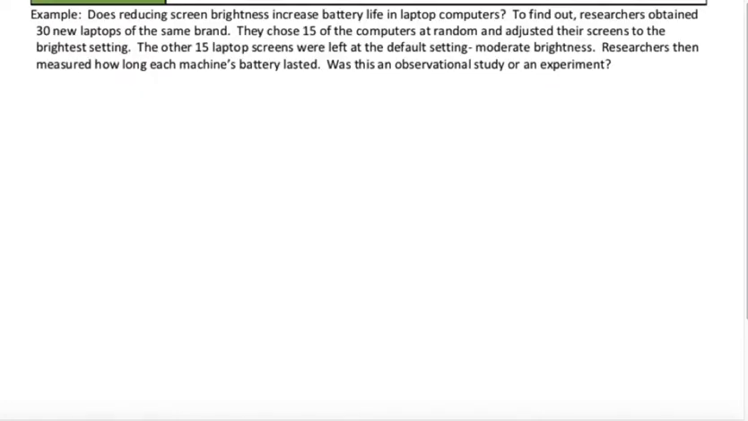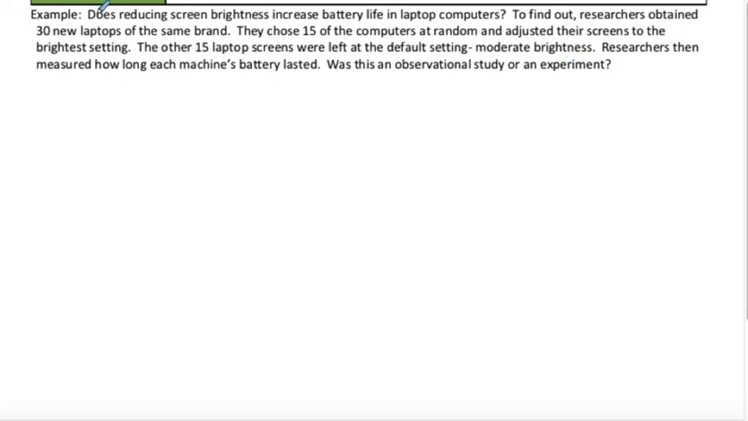All right, so here's our first example. It says, does reducing the screen brightness increase battery life in laptop computers? I see my students do this all the time as an observational study. Okay, it says to find out, researchers obtained 30 new laptops of the same brand. They chose 15 of the computers at random and adjusted their screens to the brightest setting. The other 15 laptop screens were left at the default setting, which is moderate brightness. Researchers then measured how long each machine's battery lasted. Was this an observational study or an experiment?